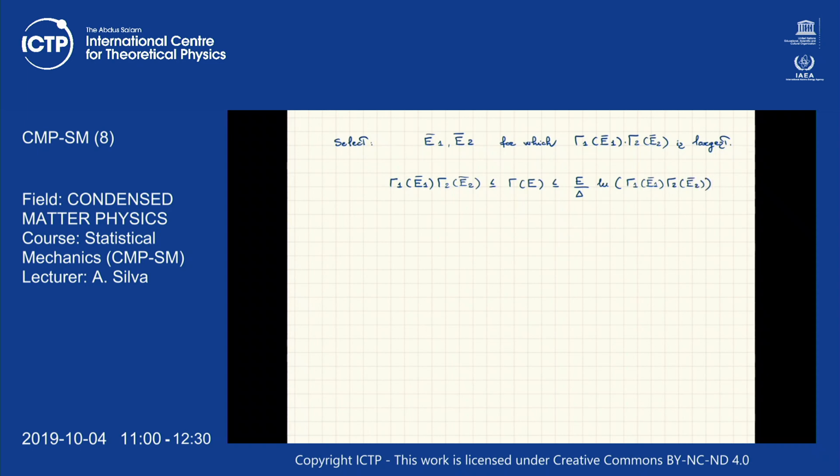Why? Because this is the result of the sum I would get if I had only the largest term and all the others are 0. And this is the result of the sum I would get, sorry, there's no log here, if all the terms were equal to the largest. Because I have E over delta terms that are all identical and equal to gamma 1 times gamma 2. Clear?